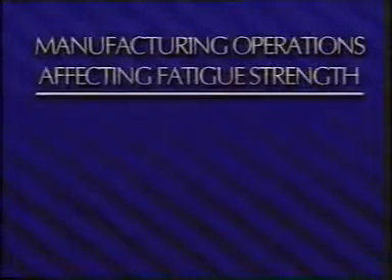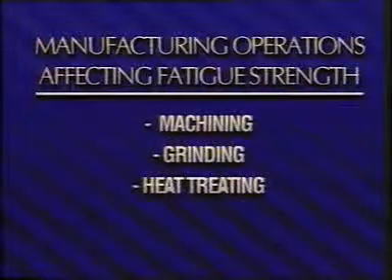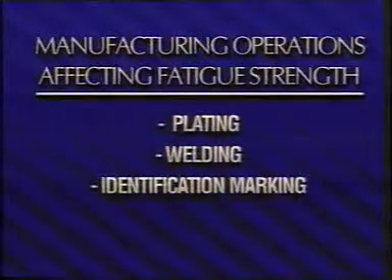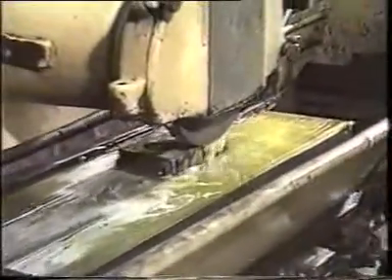Manufacturing operations that greatly affect fatigue strength include machining, grinding, heat treating, straightening, plating, welding, and identification marking. Components intended to withstand severe fatigue conditions should be finished with a fine cut or preferably ground. If possible, the direction of the final cut or grind should be near parallel to the direction of the principal tensile load. Quench cracks frequently cause failure in hardened steel parts.